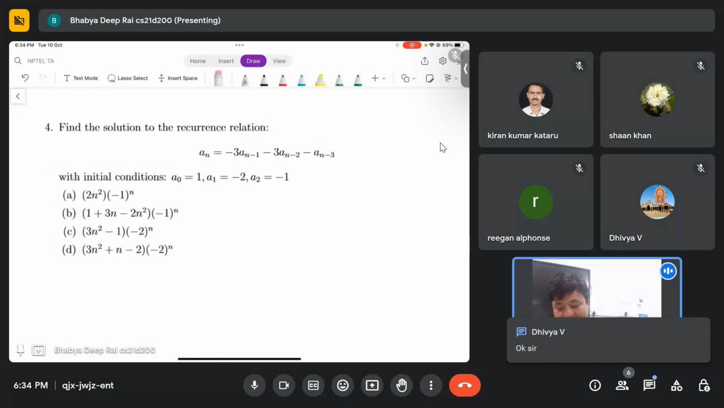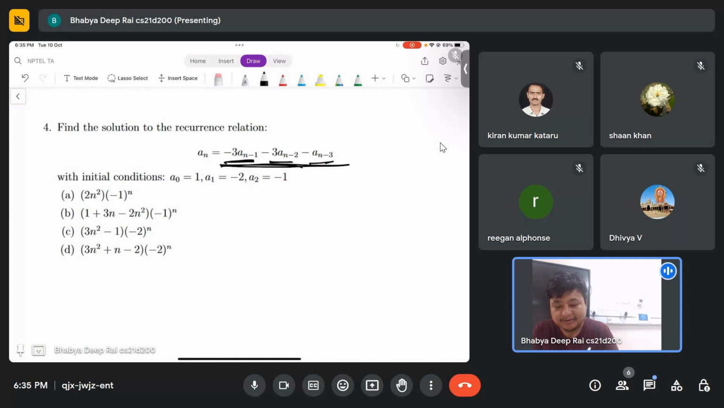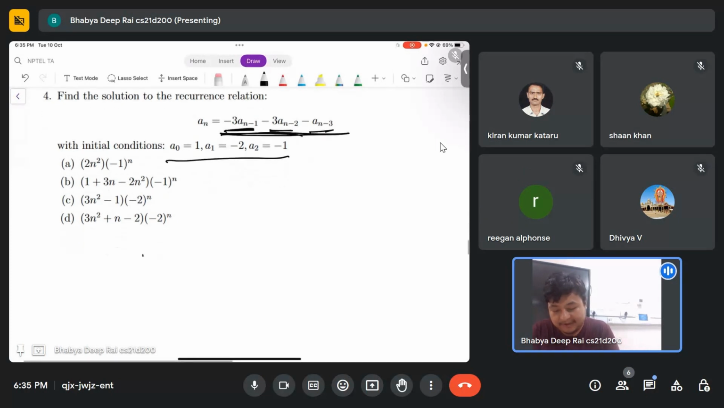Well, this time the question is not the same. Why? Because there are three terms here: minus 3a_(n-1), minus 3a_(n-2), and minus a_(n-3). Therefore we'll get three equations, so to solve them I'm given three initial conditions. So what you have here is a_n equals minus 3a_(n-1) minus 3a_(n-2) minus a_(n-3).